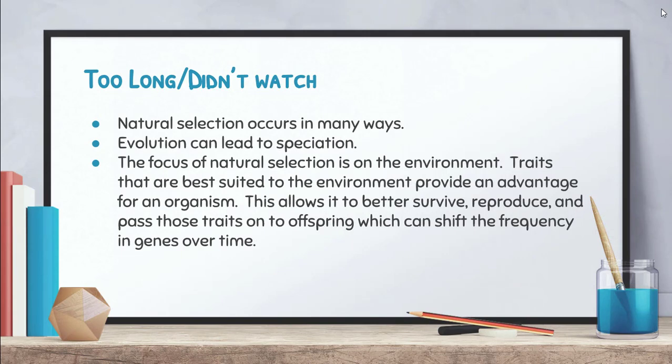So natural selection can occur in a variety of different ways. Evolution can lead to speciation, but there are other ways that can lead to speciation as well, such as the bottleneck effect and the founder effect. The focus of natural selection is solely on the environment. Traits that are best suited to the environment provide an advantage for an organism, and it allows it to better survive, reproduce, and pass those traits on to their offspring, which can shift the frequency in genes over time.